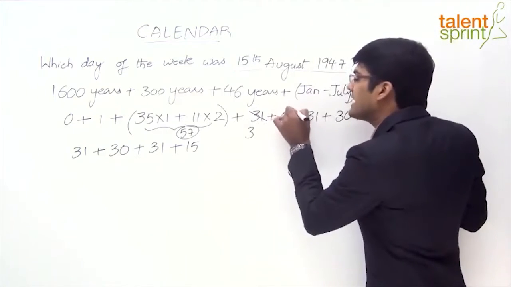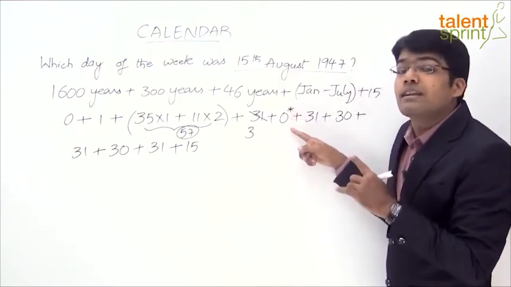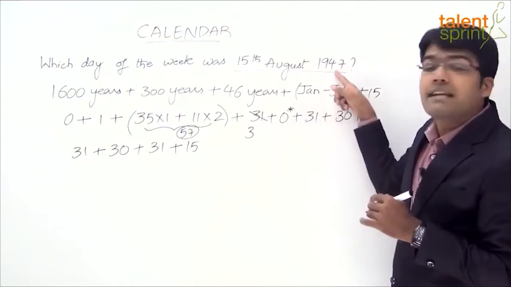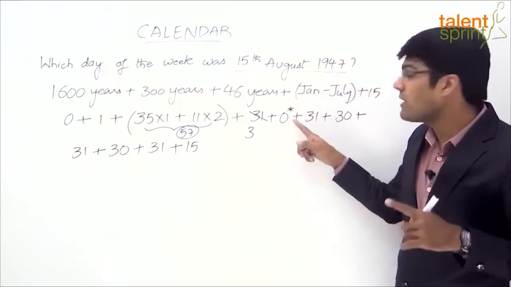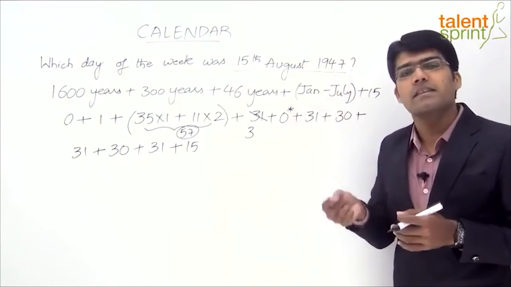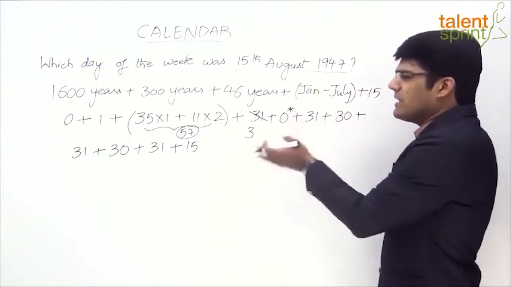Understand, I'll keep a star here. This star mark indicates that you have to be careful when it comes to this month. We are taking 0 because this is February 1947, which was an ordinary year, so 0 odd days. But if it is a leap year, you have to take 1 in this case, right? So be careful for the month of February, right? If it is a leap year, take 1. If it is an ordinary year, take 0, right? So that 0 anyway remains 0.